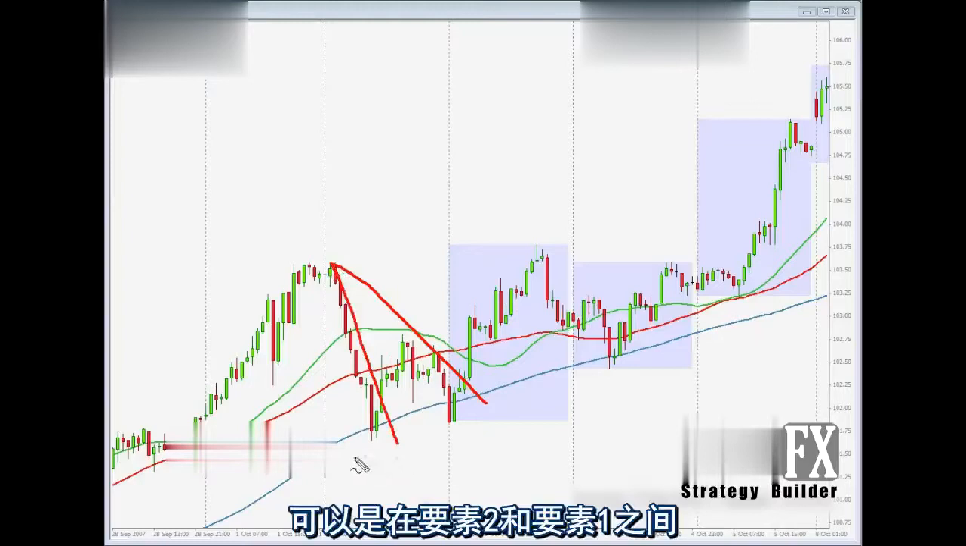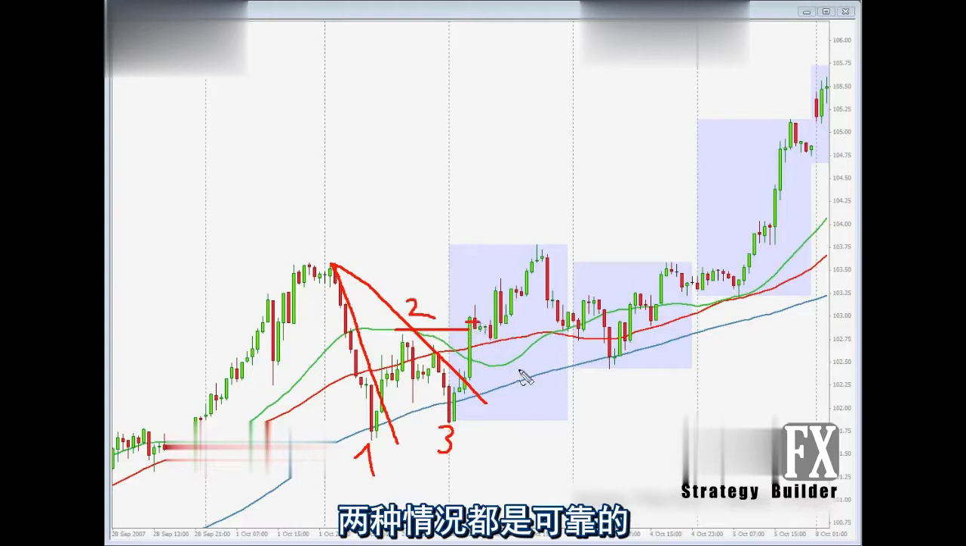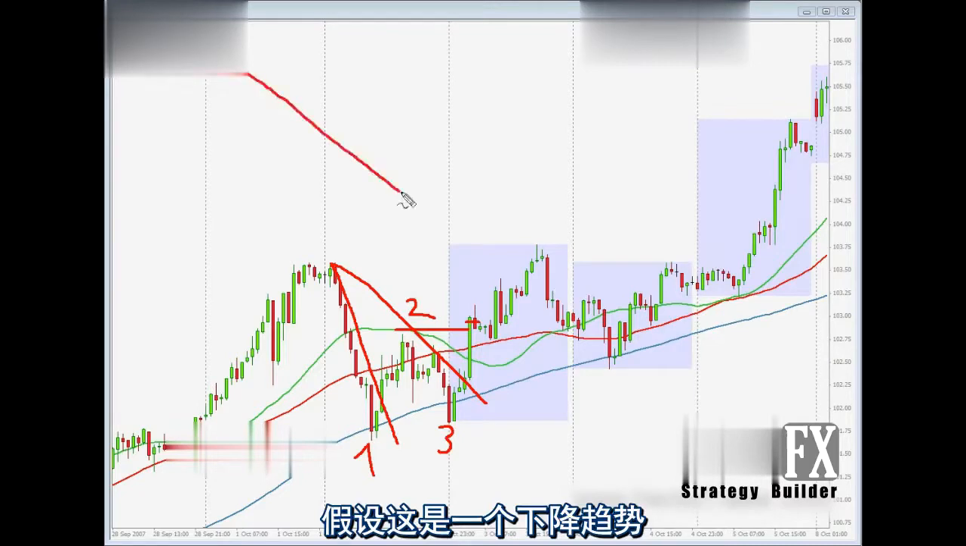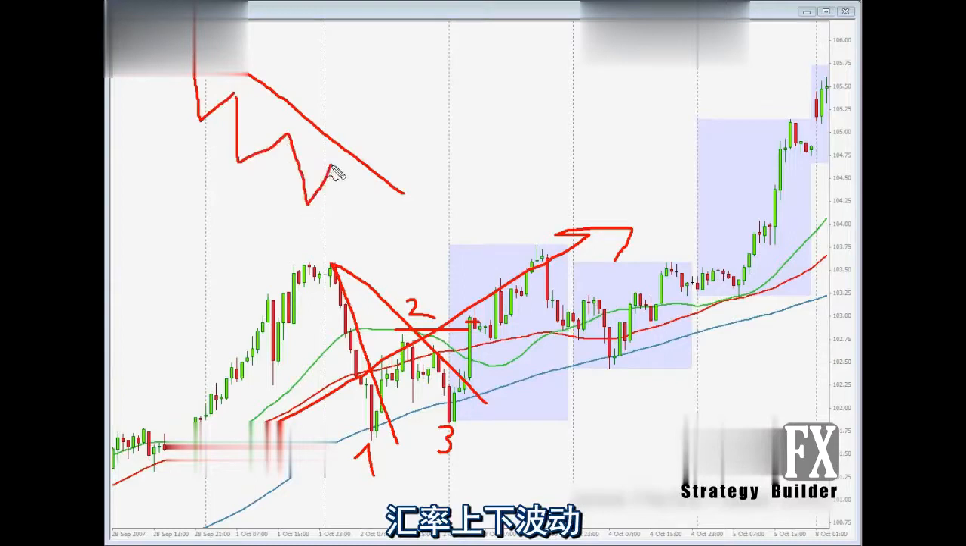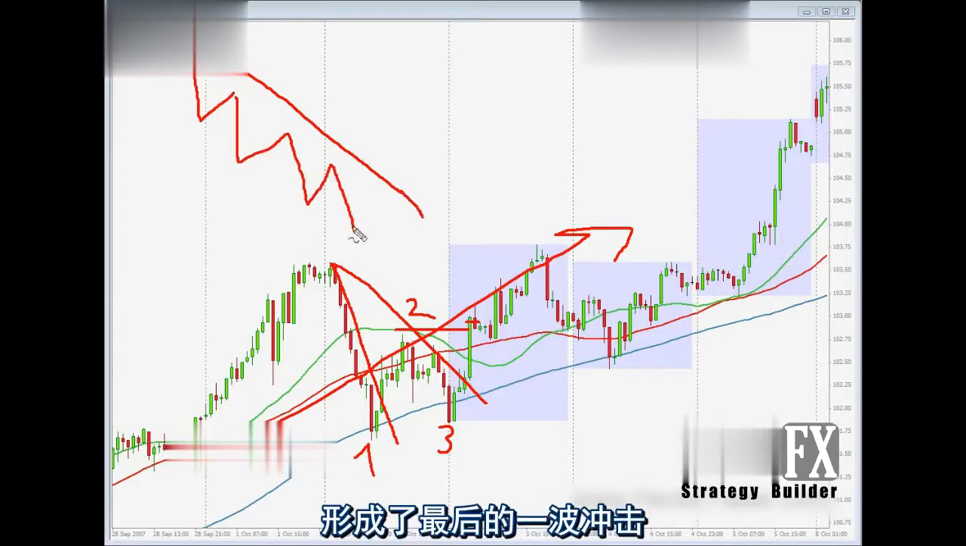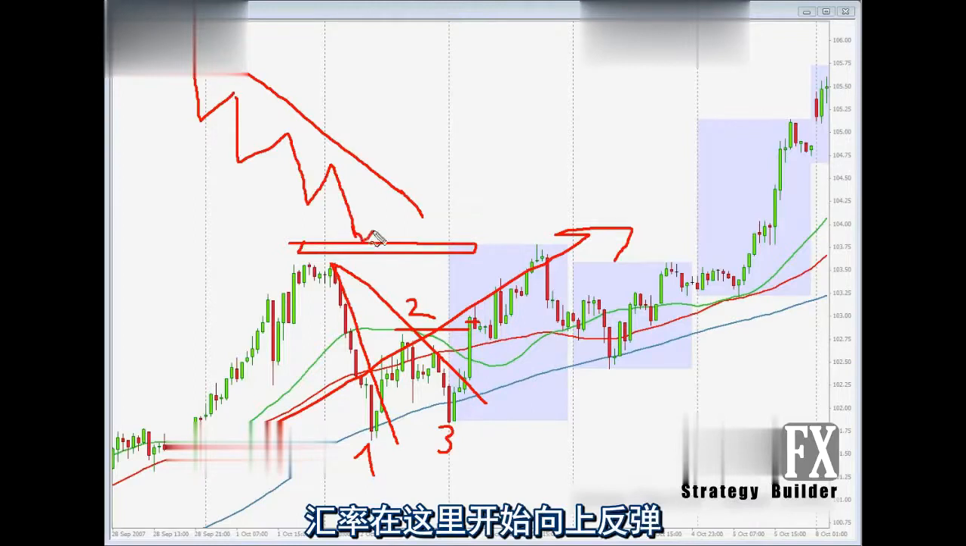The retracement trend line may happen between the aspect number 2 and 3, or between the aspect number 3 and the actual entry. Both scenarios are equally valid, okay? Let's assume we have a downtrend, a down retracement trend line. The main trend is up. So as price bounces back down, we have one last attack to, let's assume we have our area of confluence of support around there. Price reacts off that level, bouncing to the upside.